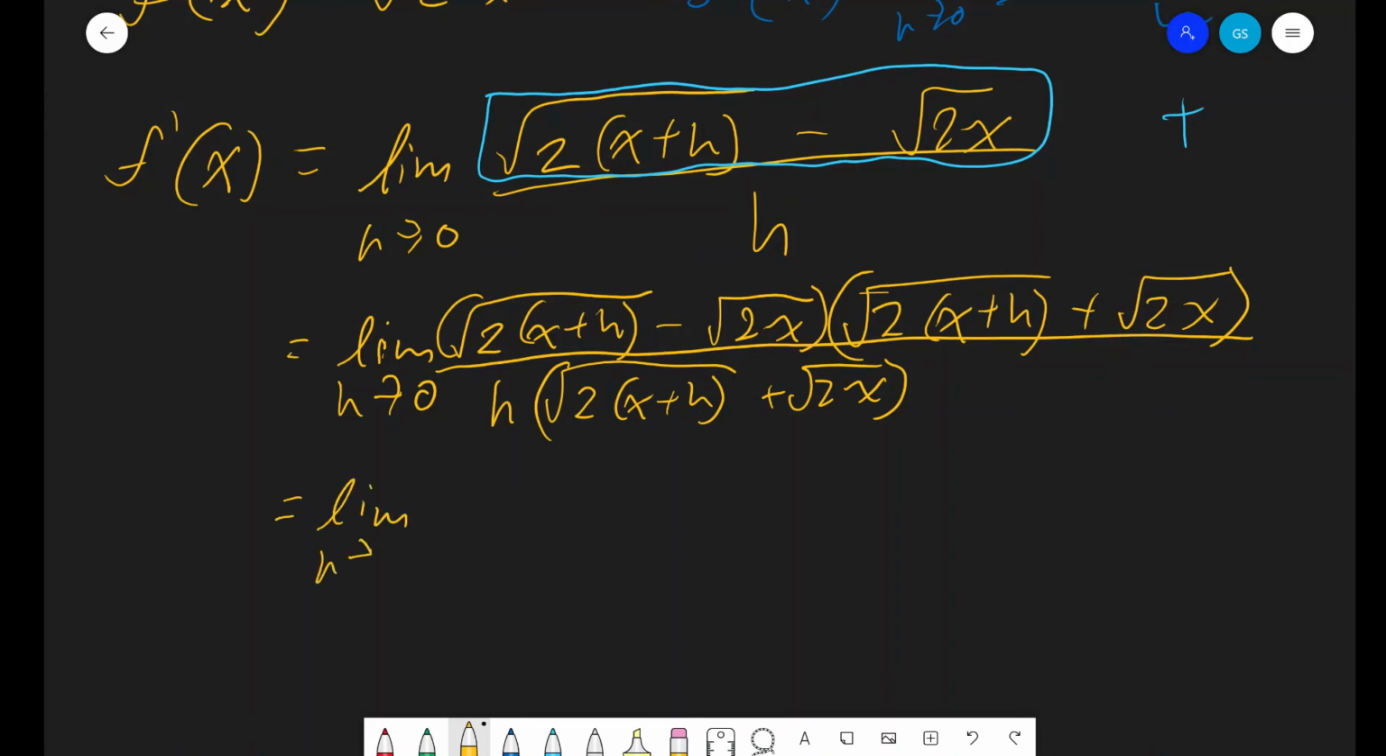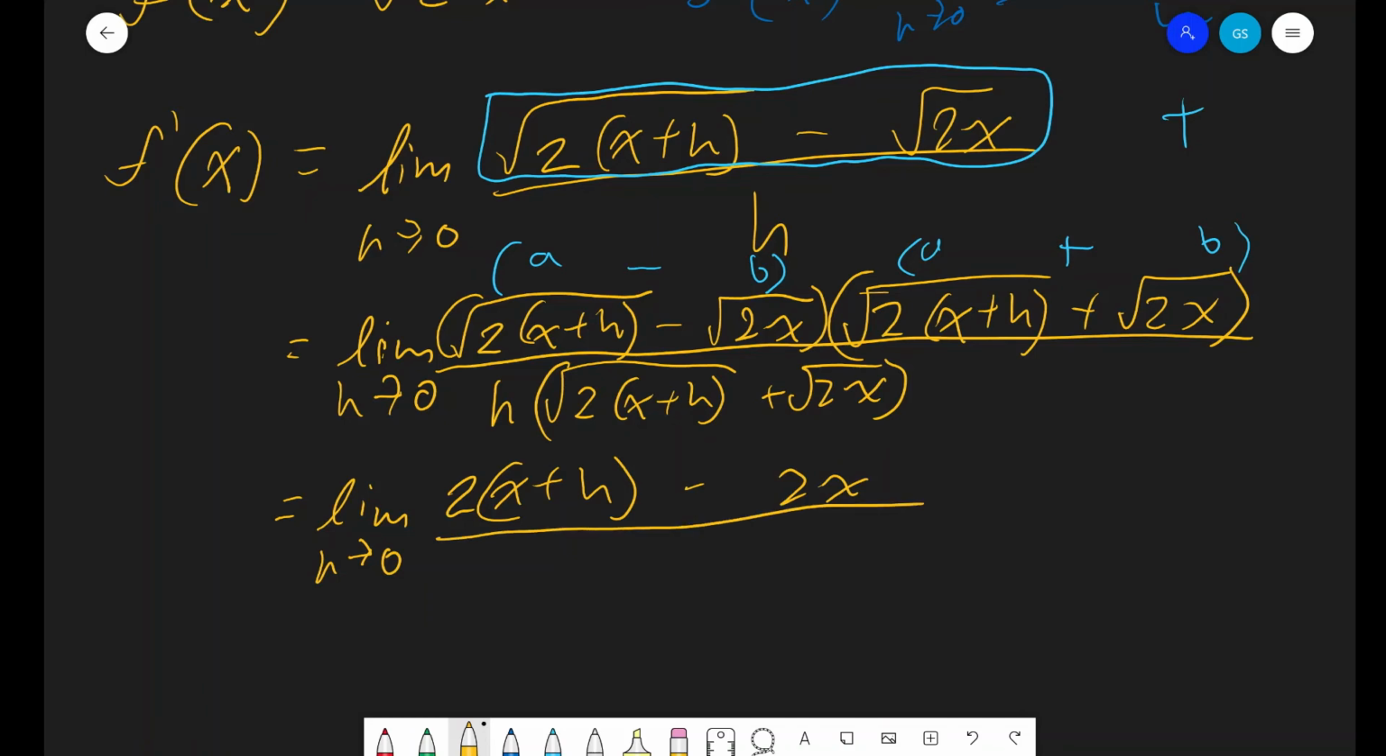All right, and now this is just a difference of squares kind of thing. So this is like, let me do that in a different color, this is just like a, b plus minus being multiplied by each other. So that would give you a squared minus b squared. So in this case, this will be 2x plus h minus 2x over this.